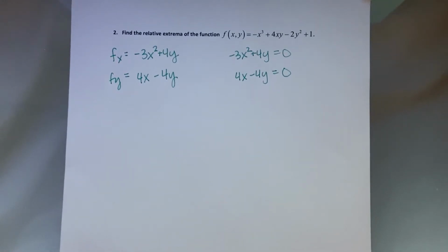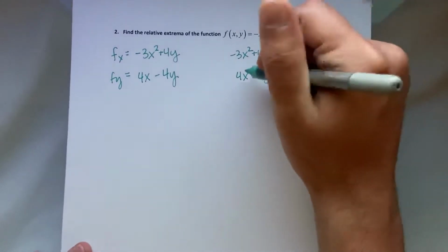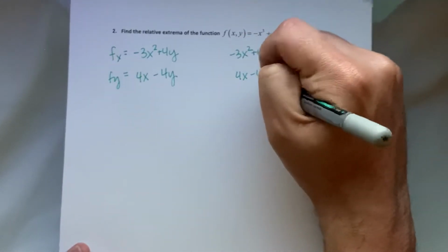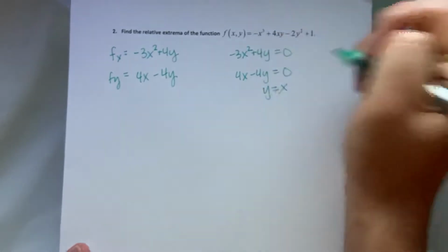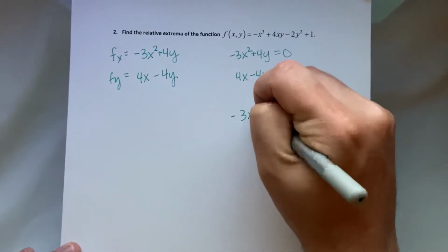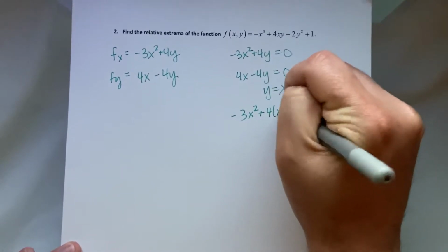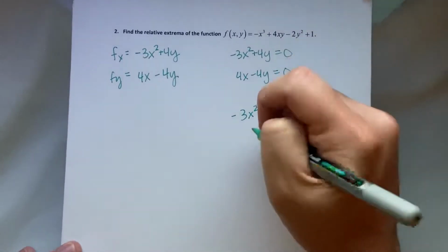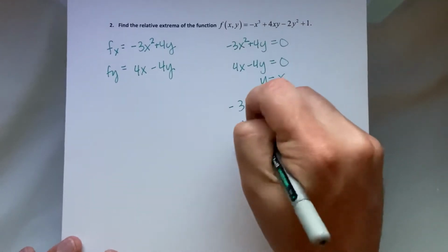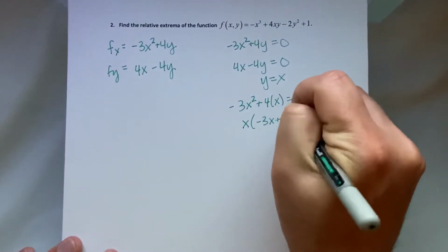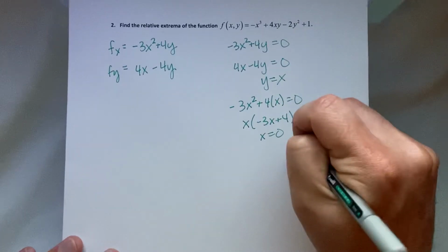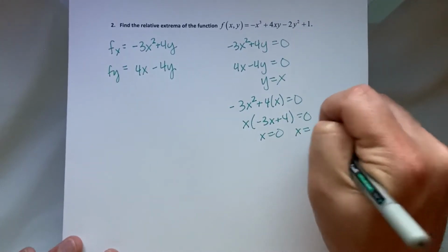Okay, so this is a system of equations now. I can get this equation more easily to solve for substitution here. You get y equals x. That's when that happens, and I can substitute that in. So negative 3x squared plus 4 times x equals 0. If I factor out an x, that'd be x times negative 3x plus 4 equals 0. So either x equals 0 or x equals, it looks like, 4/3.